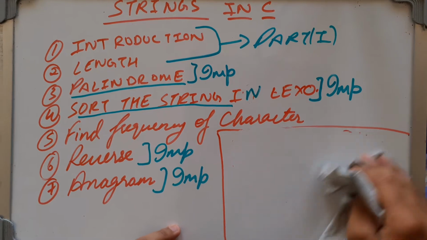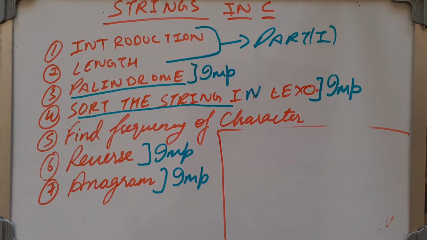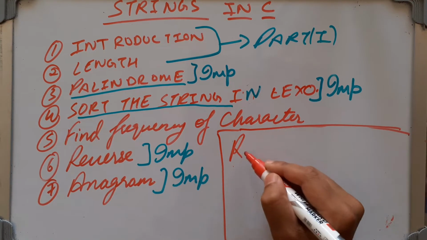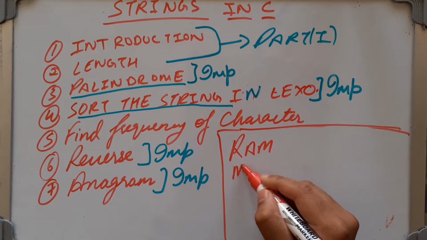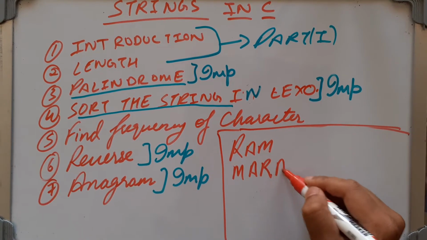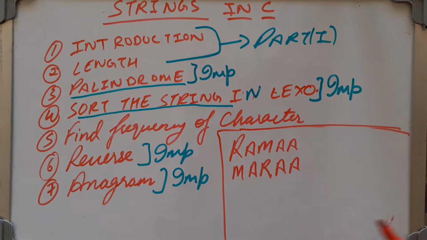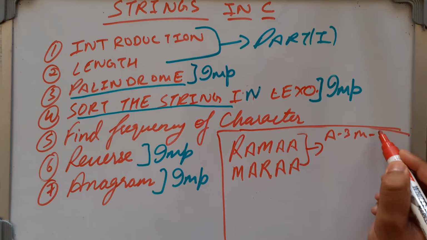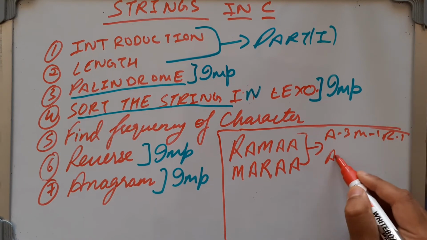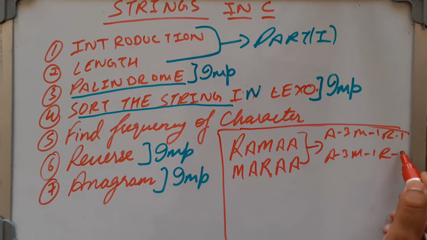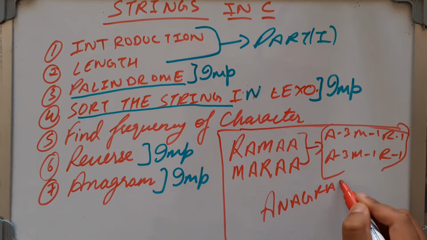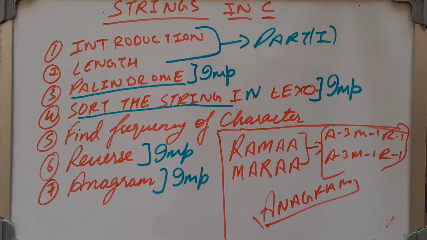And anagram is checking between two strings whether the number of characters is the same or not. Suppose we have Mara and Rama. You can see in both strings the number of A is 3, the number of M is 1 and the number of R is 1. So these both strings are anagrams. Now first we are going to do the program of palindrome.